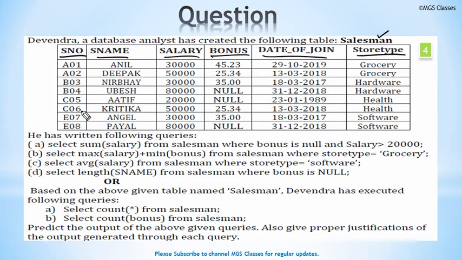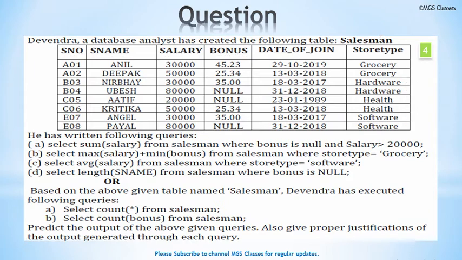You need to look at the data carefully. Then name is given, salary is given like 30,000, 50,000, and bonus is given. Bonus has certain null values also. So whenever there are null values, special attention should be given to that data. Then date of joining is given like October 2019, March 2018 and so on. Then the type of the store is given like grocery, hardware, health and software.